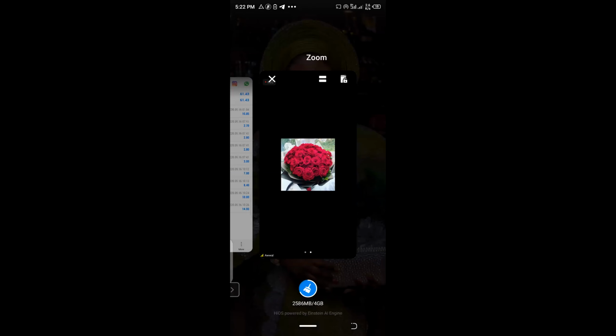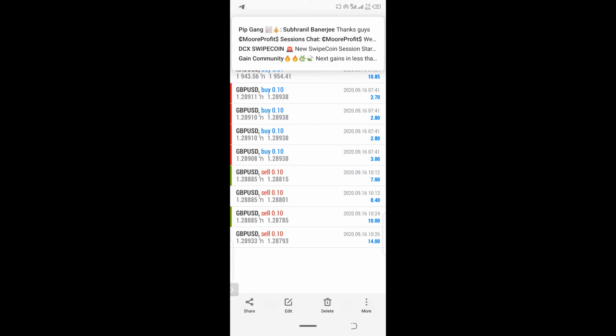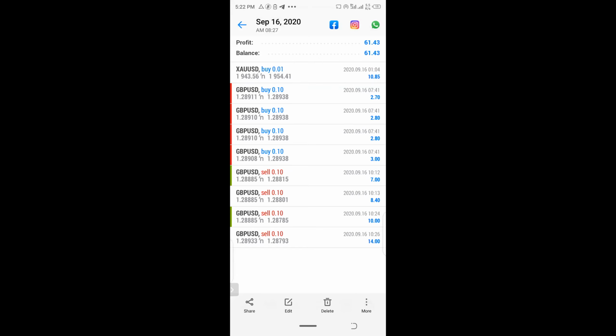Now, this is an example of what it looks like when you close your trade. So I want to use this as an example for us to understand what pips are and the likes.